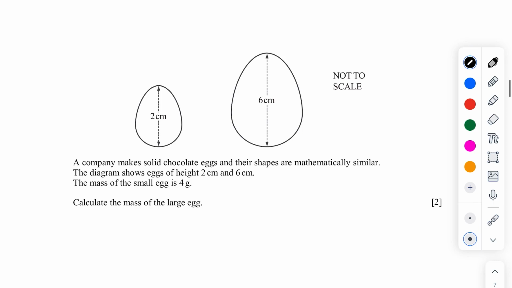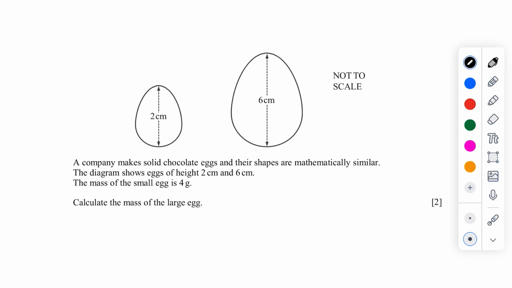Question number 8. A company makes solid chocolate eggs and their shapes are mathematically similar. The heights are given, the mass is given. What is the ratio of the mass? So we need to remember that this is not volume or area. Now we have to calculate for the mass.